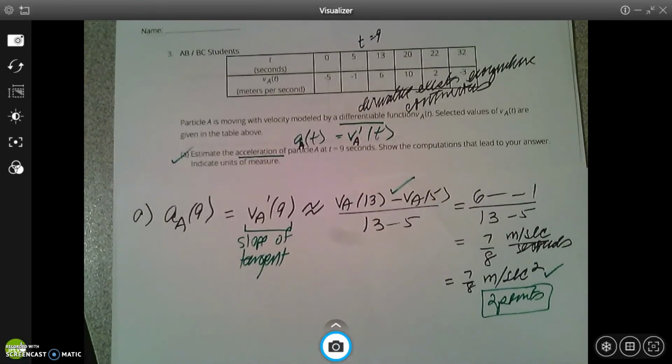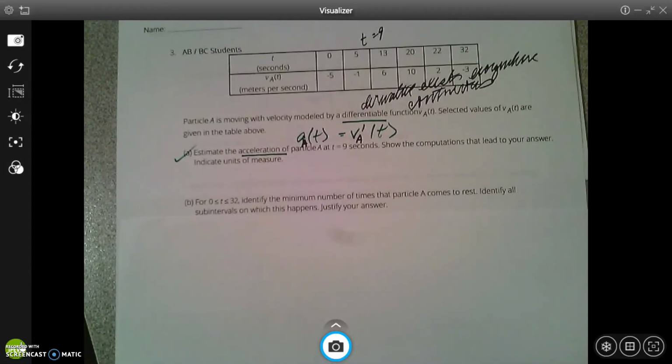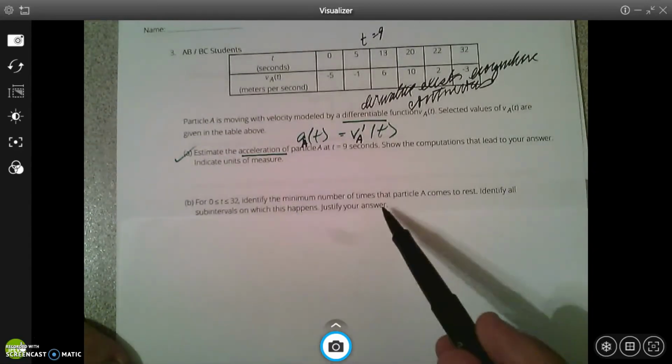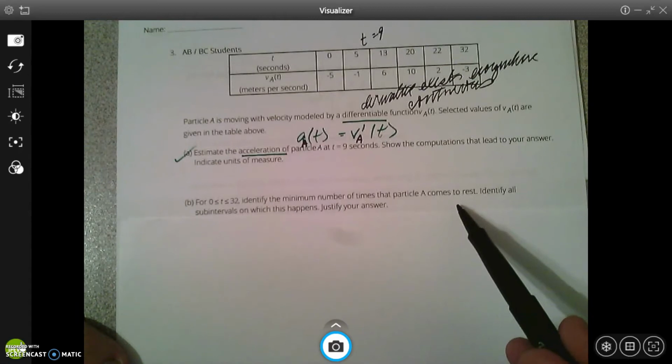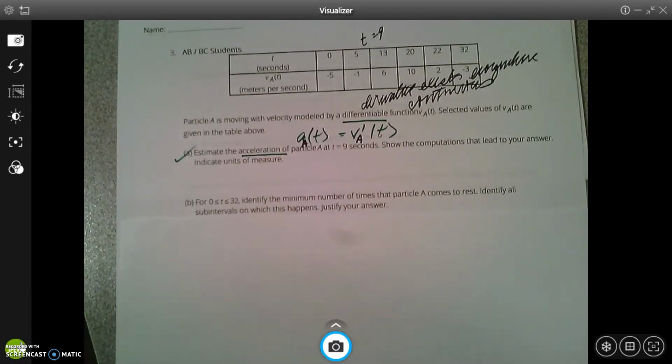Moving on to part B. What are we asked to do in part B? In part B, for the time interval 0 less than or equal to t less than or equal to 32, identify the minimum number of times that particle A comes to rest. Identify all subintervals in which this happens.